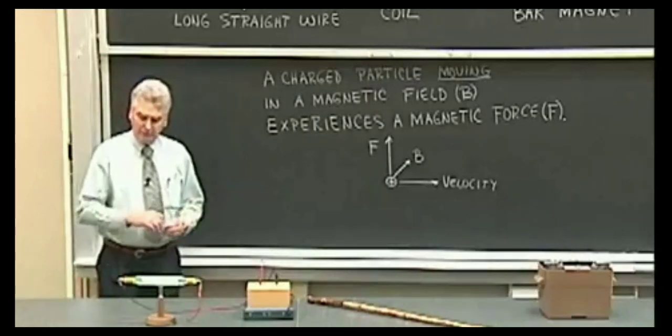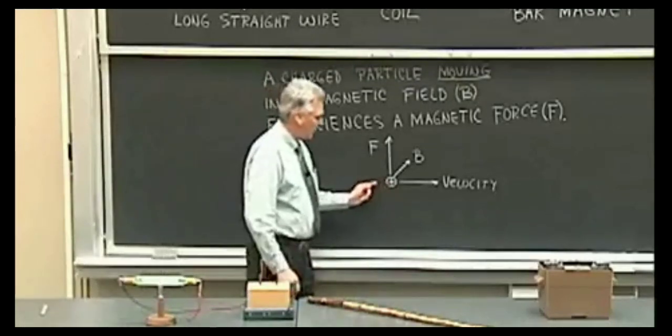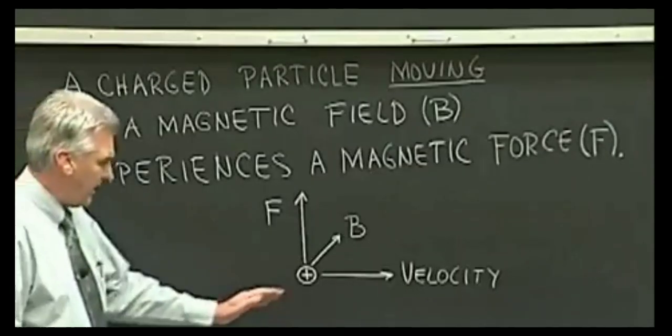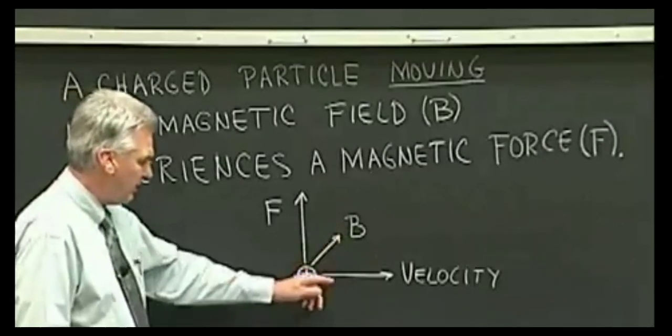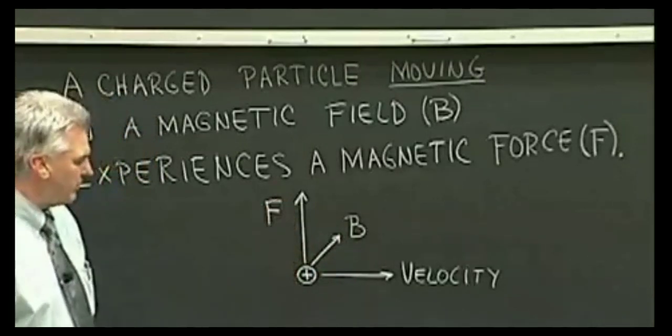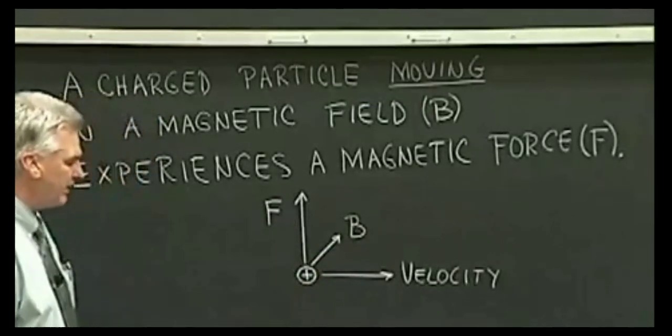But there's always a magnetic force, and the nature of the magnetic force is such that if we have a charged particle moving with a velocity in a certain direction, and if there's a magnetic field with a component perpendicular to the direction of the velocity, then there will be a magnetic force which will be perpendicular to both the direction of the velocity of the charge and the direction of the magnetic field.